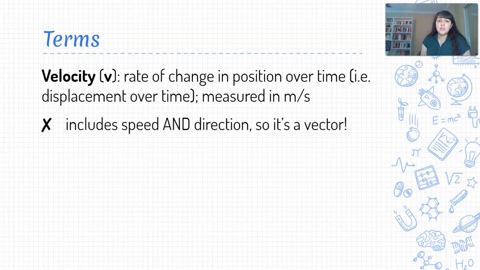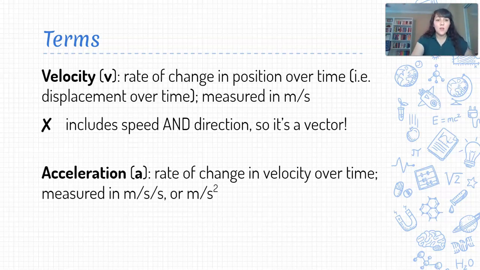Now, because we're looking at velocity as being displacement over time, and displacement is a vector, velocity is also a vector. So velocity really has two components, both the speed of an object, how fast it's moving, and the direction that that object is moving in. So now in our vector bucket, we've got both displacement and velocity as examples of vectors, whereas scalars include distance and speed.